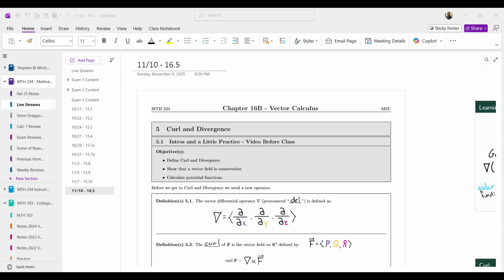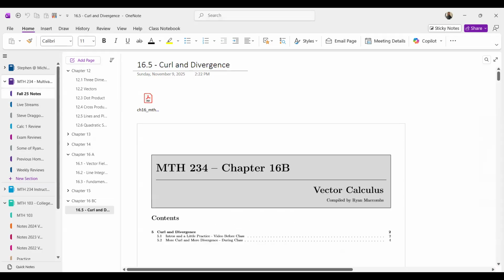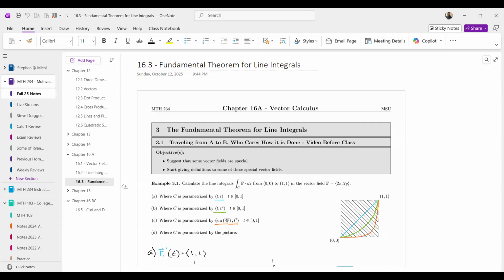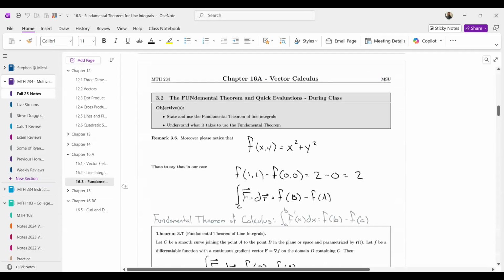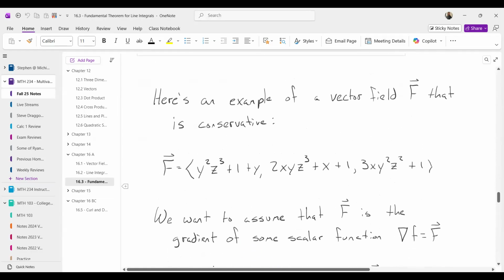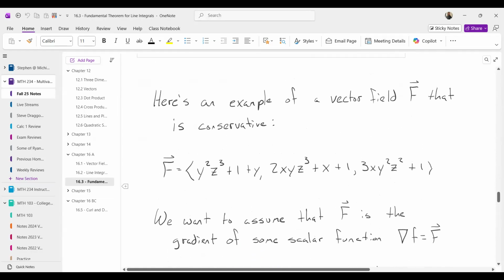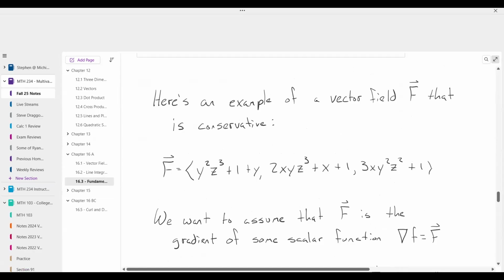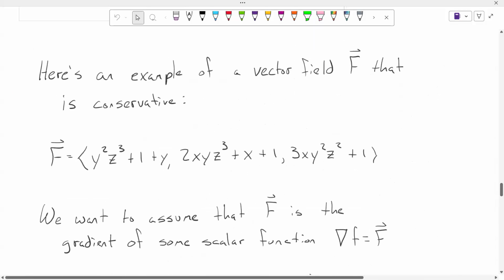So to get there, I want to do a quick review of some older material. Starting with heading back to section 16.3, where we were looking at the fundamental theorem for line integrals, and specifically, I want to look at one of the examples all the way at the end. So here's that example. A conservative vector field, because that's going to play a big role in why we're doing what we're doing today.